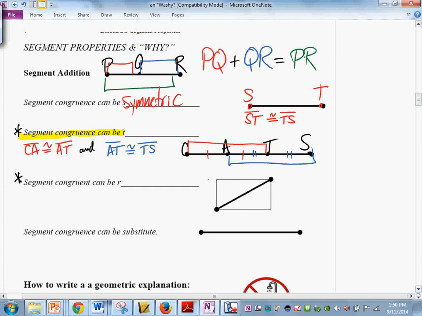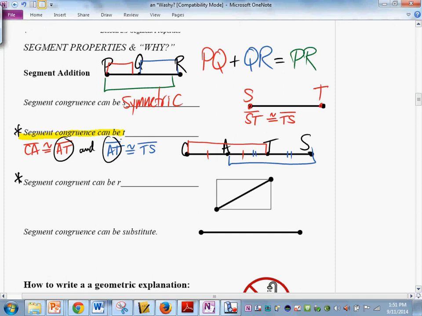Okay, so what we have going on here is we have CA and AT are equal. Notice the red hatch marks. There's one set. CA and AT are equal. I'm telling you that. Then I also tell you that AT and ST are equal. You see it? Look really carefully. Circle what segment is in both of these. Which one? Now say it out loud. What is it?